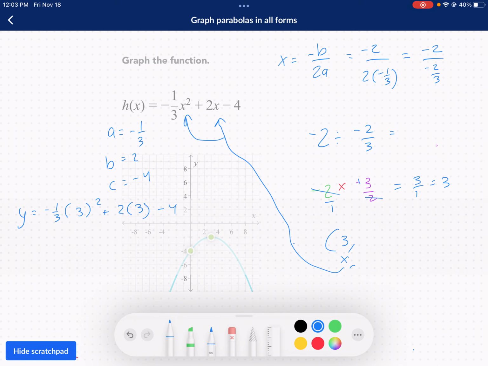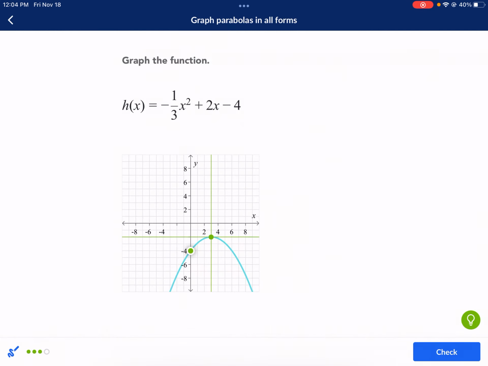Let me just get rid of this. Give me some space. We're going to get 9 times negative 1/3, and then I add 6, and then I subtract 4. That's going to give me negative 3 here. Then I add 6, and I subtract 4. Negative 3 plus 6 is positive 3. Positive 3 minus 4 is negative 1. So that's my y value. So my vertex is at 3, negative 1. That's my vertex. So 3, negative 1. I was actually just 1 off with my guess.